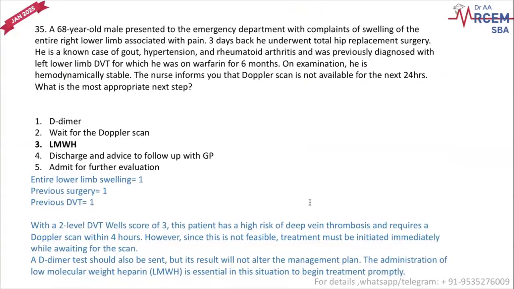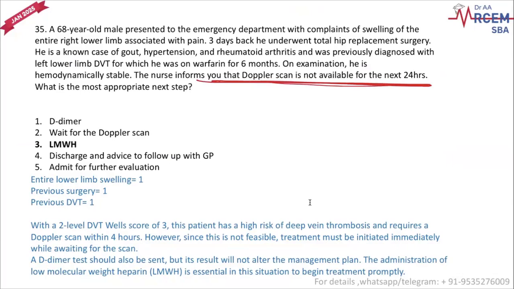A 68 years old male presents to the ED with complaints of swelling of the entire right-sided lower limb associated with pain. 3 days back, he underwent a total hip replacement surgery. He's a known case of gout, hypertension, rheumatoid arthritis, and was previously diagnosed with a left lower limb DVT for which he was given warfarin for 6 months. On examination, he is stable. The nurse informs you that the Doppler scan is not available for the next 24 hours. What is the most appropriate next step?